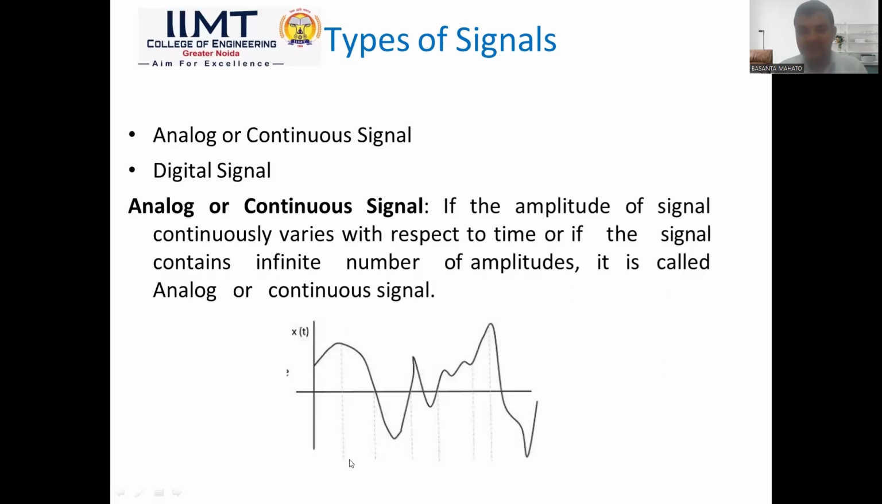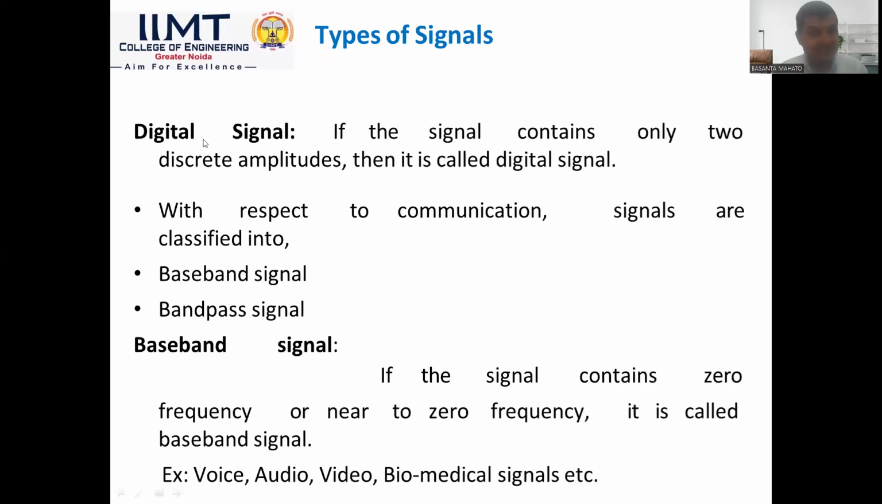Signals are of two types: analog or continuous signal, and digital. When we say analog signal or continuous signal, it is one whose amplitude varies with respect to time. If the time goes on, the amplitude of the signal is also varying. That type of signal comes under continuous signal. Digital signal is a discrete signal. If the signal contains only two discrete amplitudes, then it is called a digital signal.